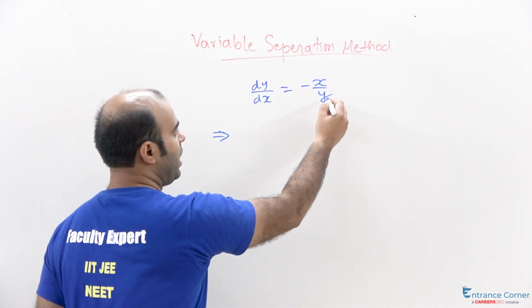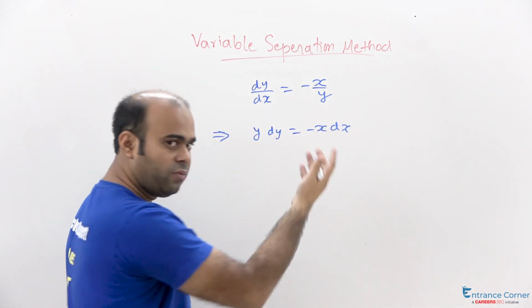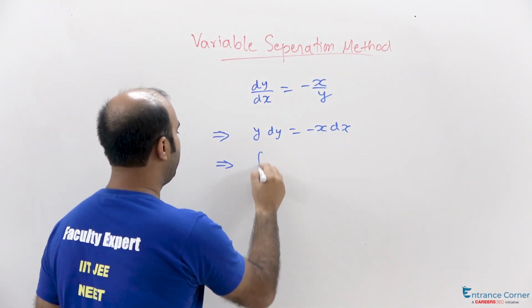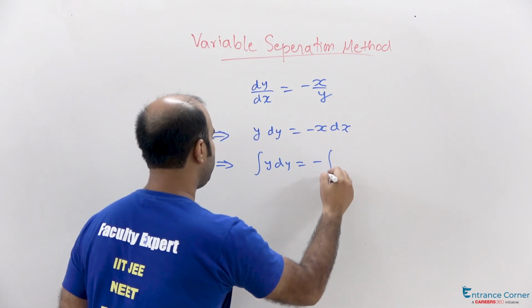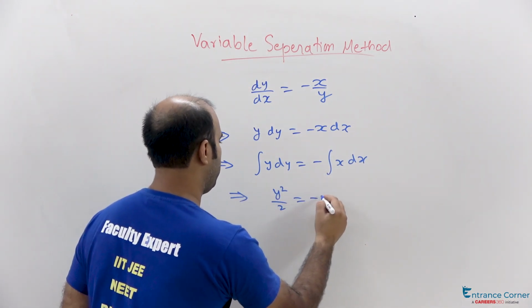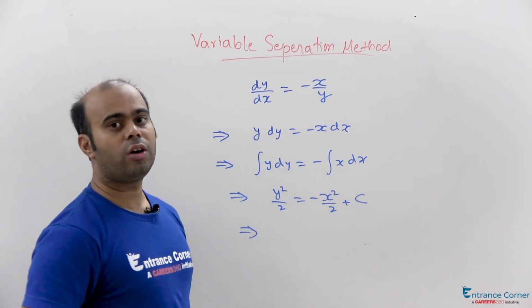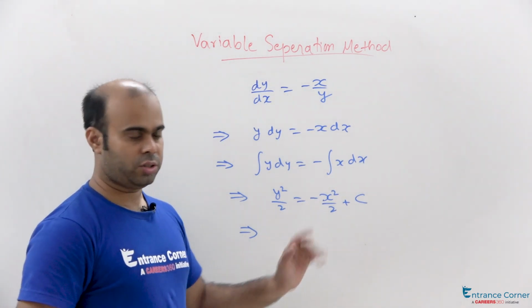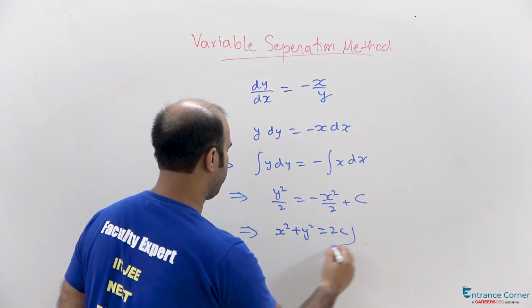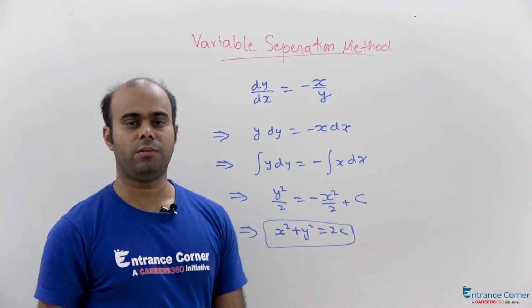So we can write this as y dy is equal to minus x dx. So yes, the variables have been separated. Now we can simply integrate both sides and say the answer is y square by 2 is equal to minus x square by 2 plus a constant of integration, which is also called the arbitrary constant. So this will become x square plus y square is equal to 2c. This is the solution of this differential equation by variable separation.